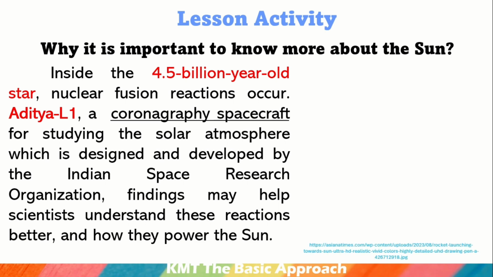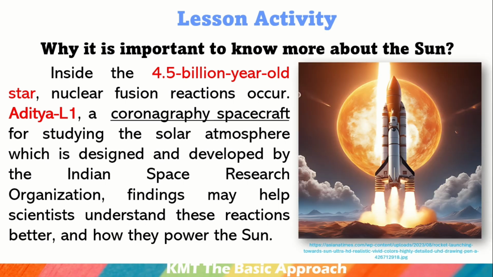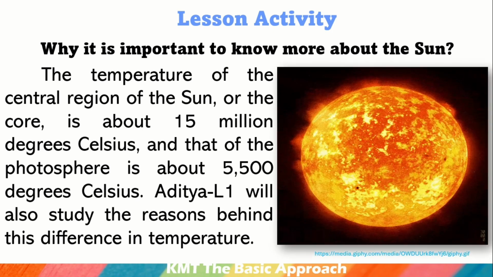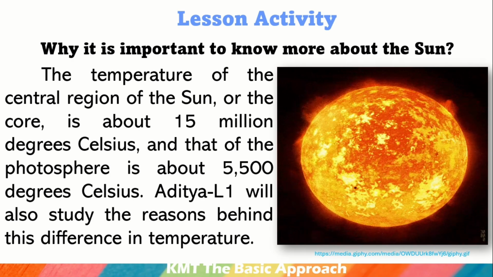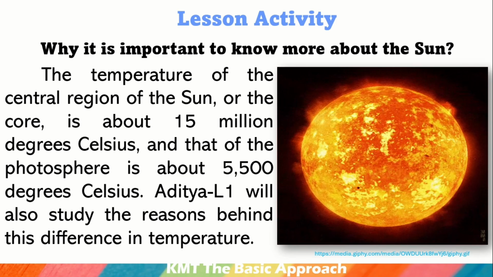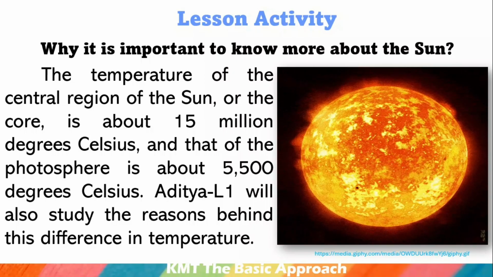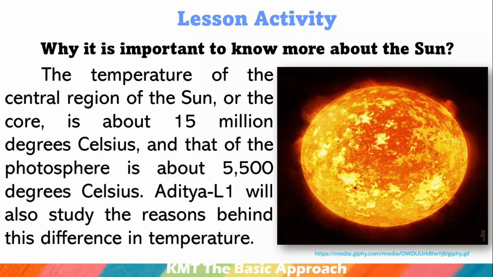Inside the 4.5 billion-year-old star, nuclear fusion reactions occur. Aditya L1, a coronagraphy spacecraft for studying the solar atmosphere, designed and developed by the Indian Space Research Organization, may help scientists understand these reactions better and how they power the Sun. The temperature of the central region of the Sun, or the core, is about 15 million degrees Celsius, and that of the photosphere is about 5,500 degrees Celsius. Aditya L1 will also study the reasons behind this difference in temperature.